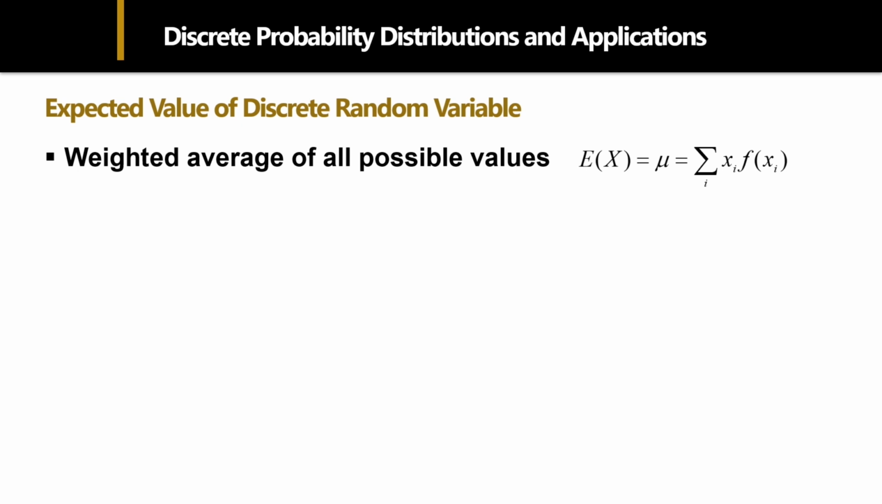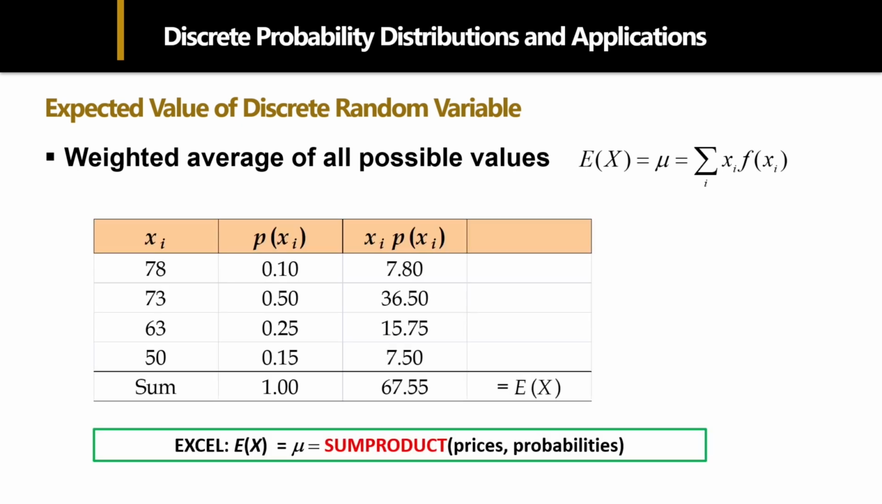So the expected value is the weighted average of all of the possible values. So 78, 73, 63, 50 are all the outcomes in the first column right there. The probability of that outcome occurring is listed in the next column, 10%, 50, 25, and 15. Quick sum just to make sure we are at 100. Again, we are. And so we take the product of that outcome and that probability and have a third column. So the $78, 10% chance, it contributes 7.8 towards the expected value.